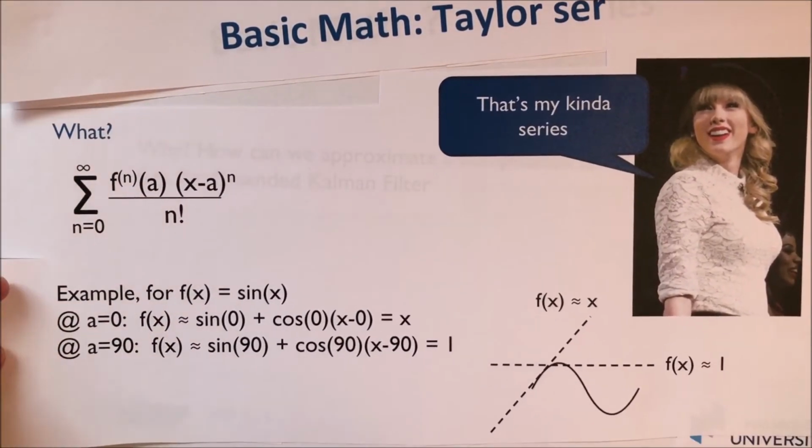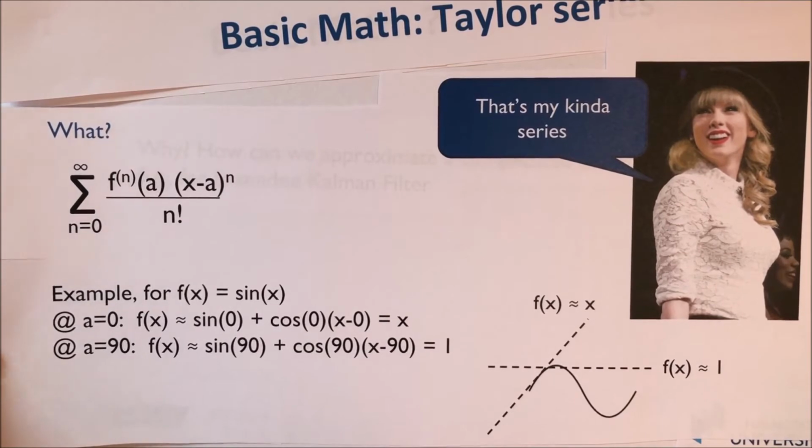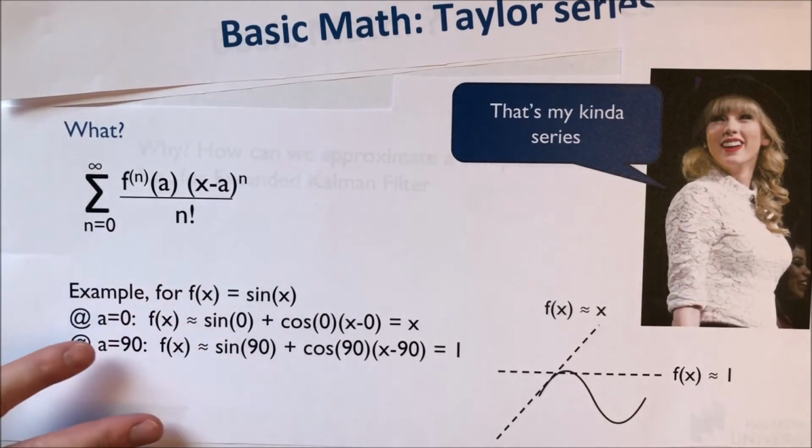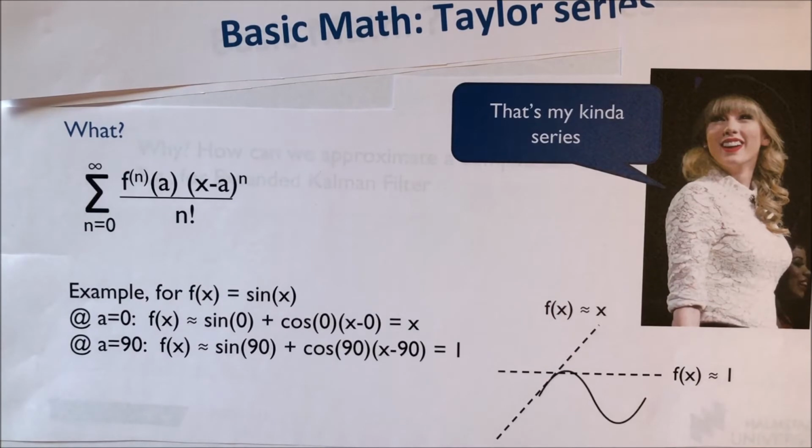To approximate f of x, we can say that it's equal to the summation of the nth derivative of the function at a, times x minus a to the n, over n with this bang. So that's n times n minus 1 times n minus 2, etc. The factorial.